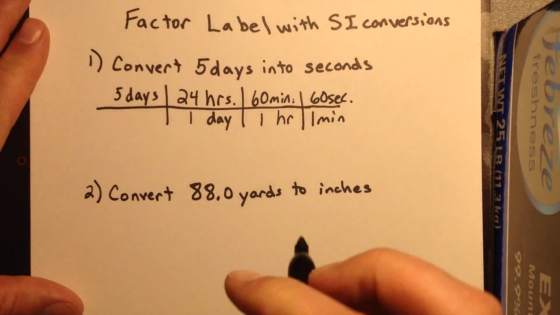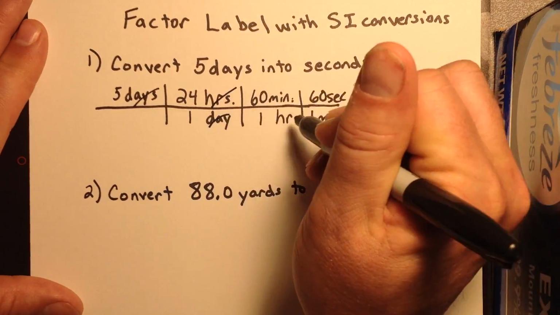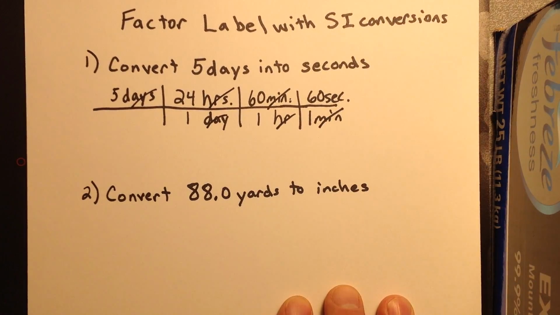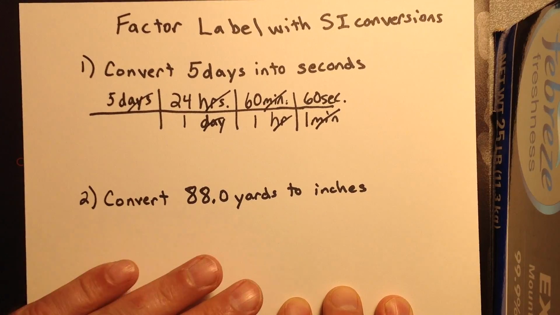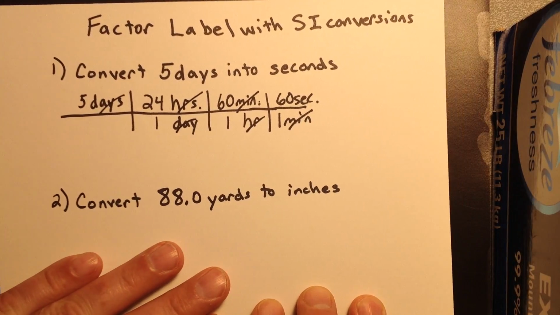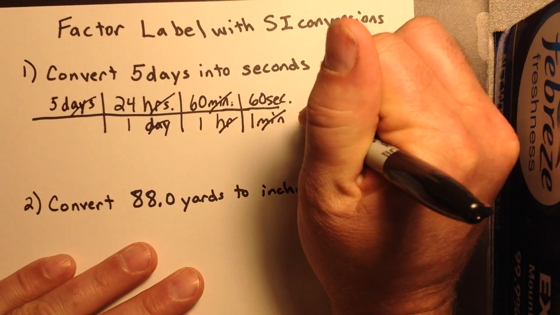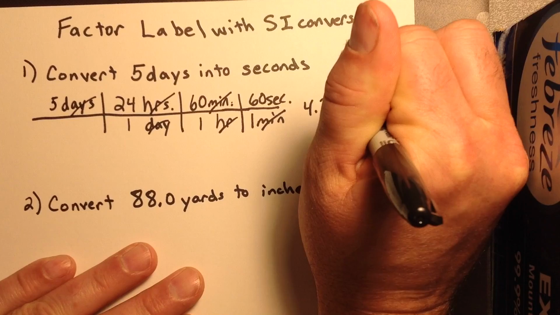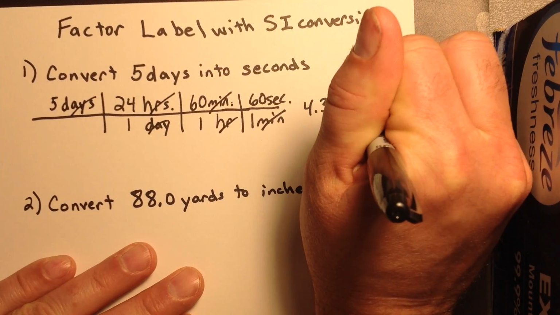How do you know that you're right? Well, your days are canceled, your hours are canceled, minutes are canceled, you're left with seconds. So when you type that in your calculator, and I am going to use scientific notation here, so our answer would be 4.32 times 10 to the 5th seconds.